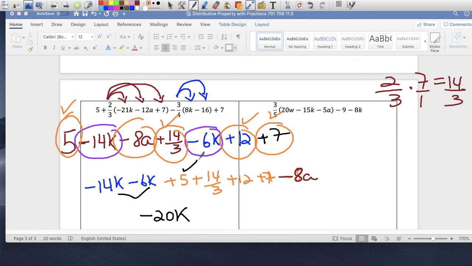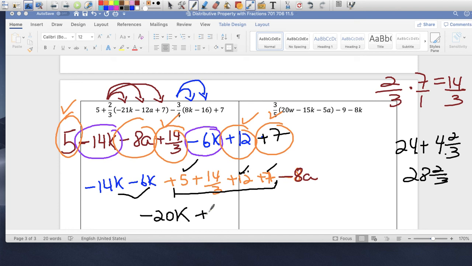And over here I have 5 plus 12, which is 17. 17 plus 7 is 24. And then I have 24 plus 14 over 3. And the 14 over 3 I'm going to change to a mixed number, which is 4 and 2/3. 3 goes into 14 4 times, 2 left over there. And then I can add the whole number, so 24 plus 4 is 28 and 2/3. So all my oranges over here end up with positive 28 and 2/3. And then minus 8a.